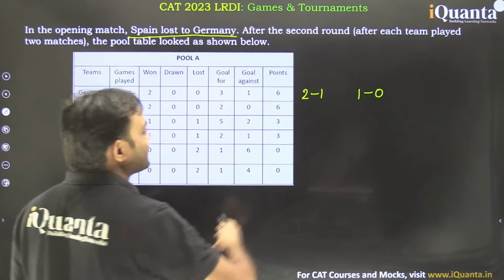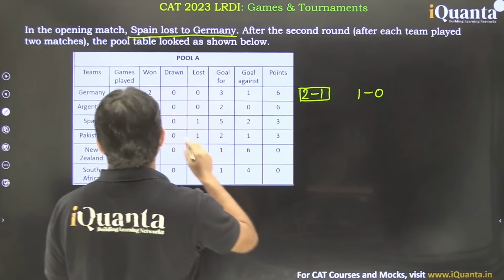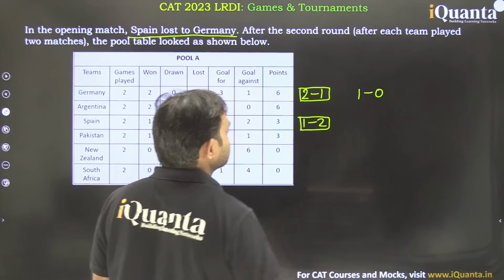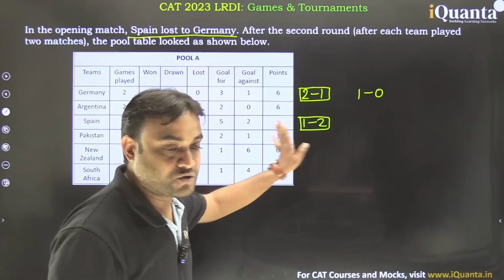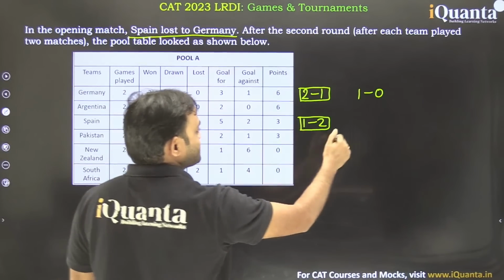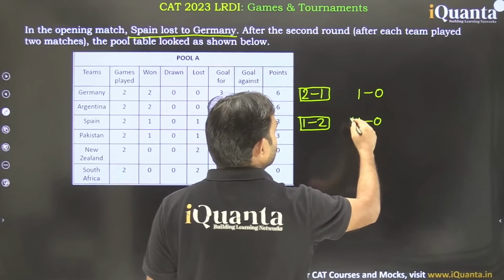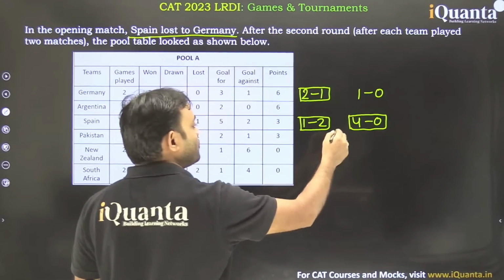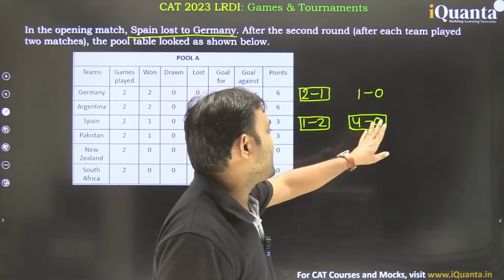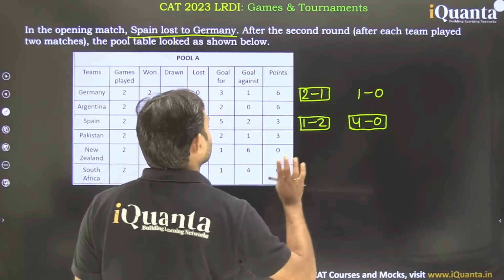So let's start by considering 2-1. If Germany won the match against Spain by 2-1, Spain lost this match by 1-2. Now Spain scored a total of 5 goals, so 5 minus 1, Spain scored 4 goals in the other match and faced 0 goals. The score line of the second match of Spain would be 4-0. Then the total goals will be 5 and 2.